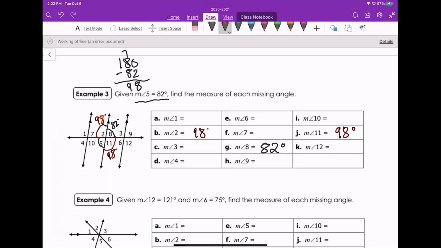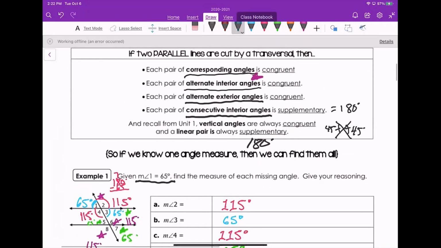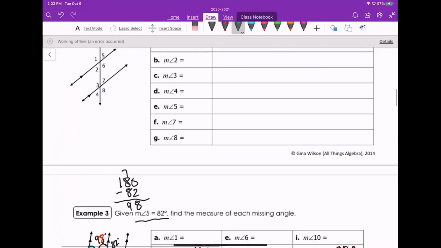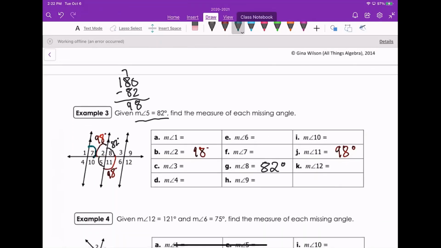Now, what else can I do? I can keep going. I know that angle 7 and angle 2 should add up to 180 because they're supplementary. So I'm going to use consecutive interior angles, which is 180. Since angle 7 and 2 are 180, my other missing one is 82 degrees. So angle 7 is also 82 degrees.